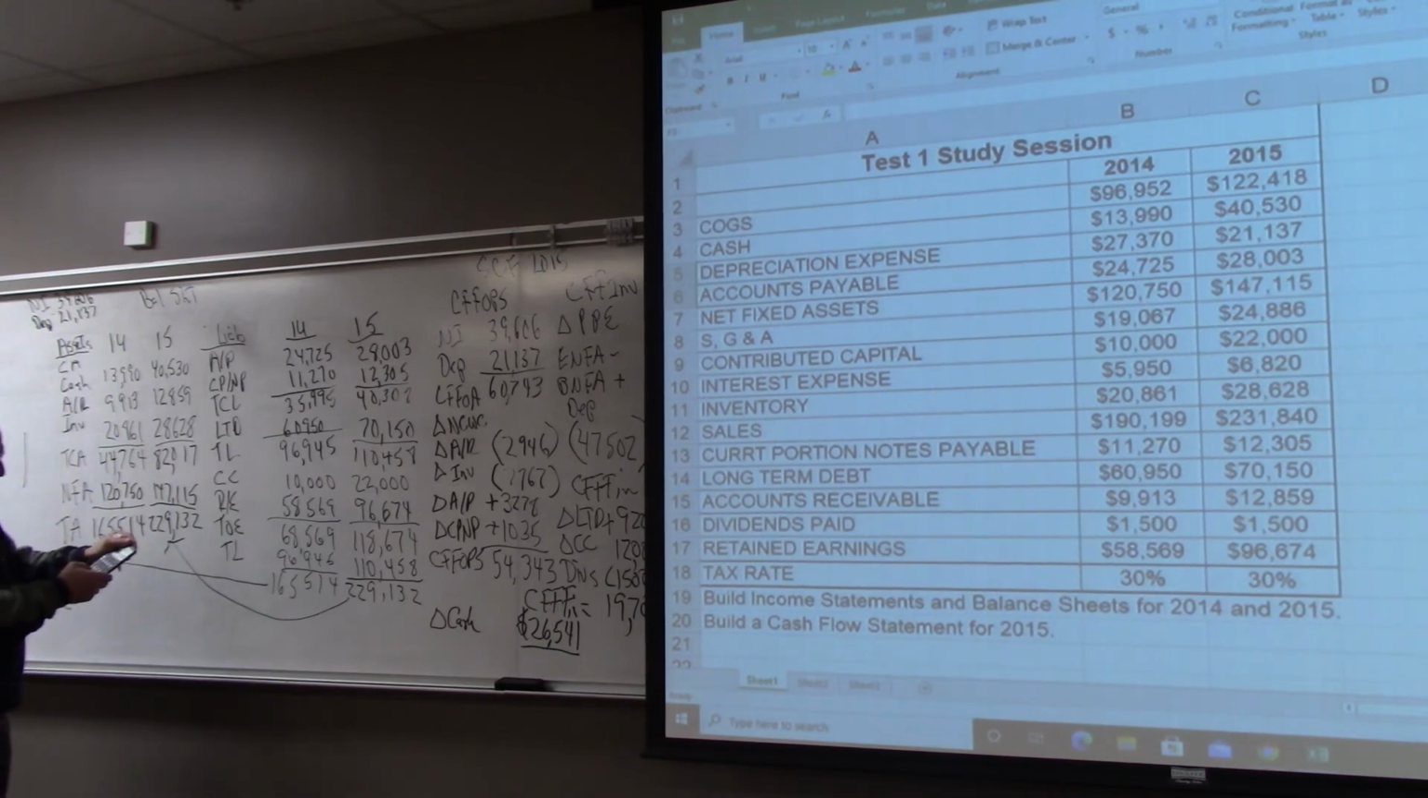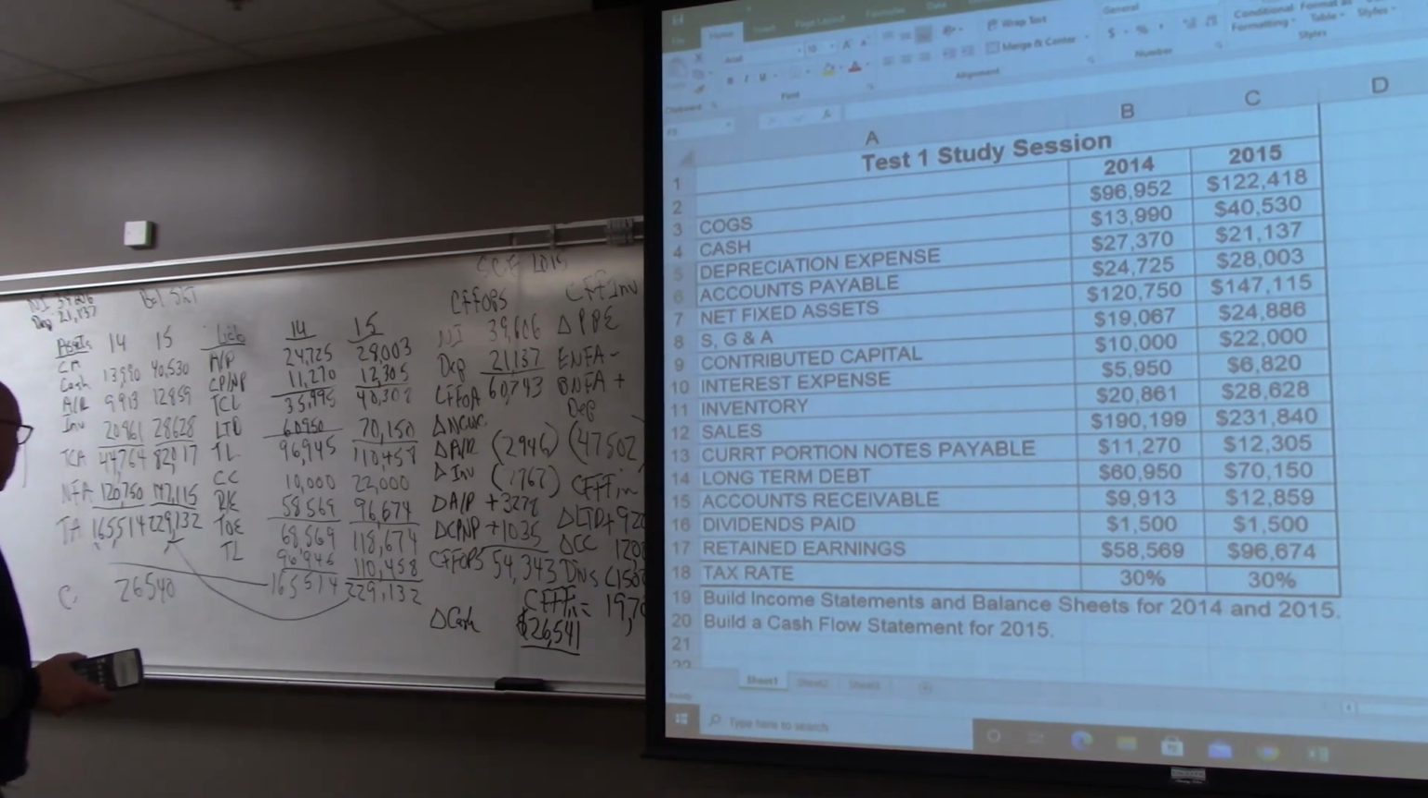So we have $40,530 minus $13,990, and we get $26,540. So there was a $1 mistake somewhere. In accounting, we call that immaterial. We don't worry about it. There's a $1 difference there. So we are good to go. Our cash flow number is close enough, within $1, immaterial, and we're good to go.